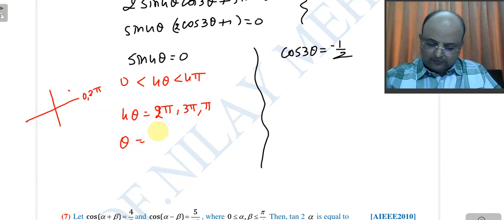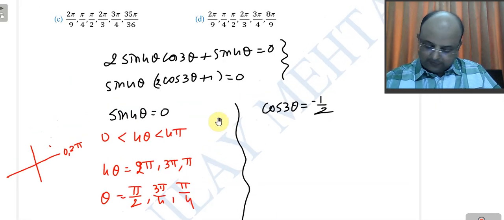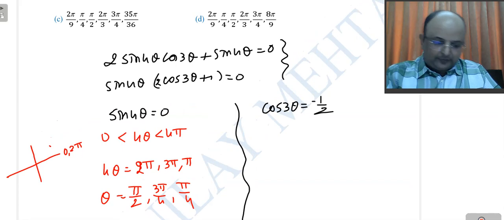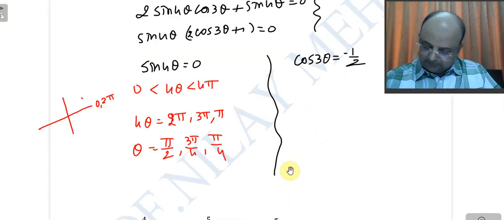So theta will be pi by 2, 3 pi by 4, pi by 4. Let me see, do you have any option with only this? Pi by 2, 3 pi by 4. If you can help me find pi by 2, pi by 4, 3 pi by 4, they are in option D also. Pi by 2, pi by 4, 3 pi by 4. So we go first.